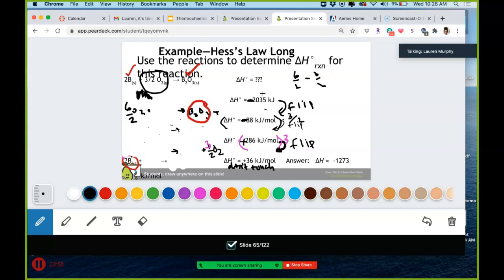So now we take negative 2035 plus negative 88 times 3 halves plus 286 times 3 plus 36, and you should get this number. I'm going to give you a second to please calculate it on your own.